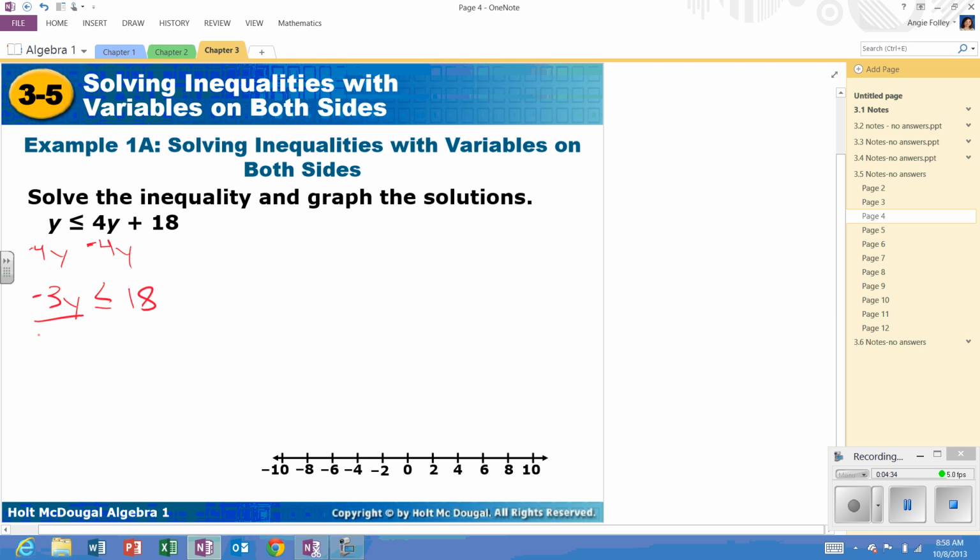Now to get the y alone, I just divide by negative 3. Since I divided by a negative number, I need to flip the sign. So now my answer is y is greater than or equal to negative 6. So I'm going to do a closed circle at negative 6, and it says y is greater than or equal to. So it's everything to the right.